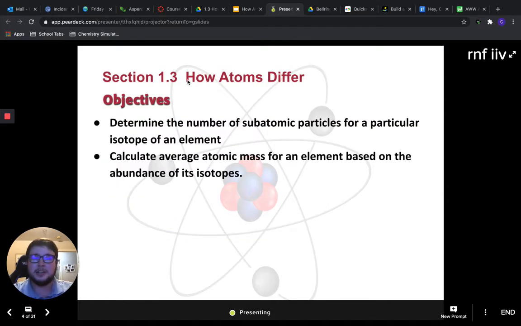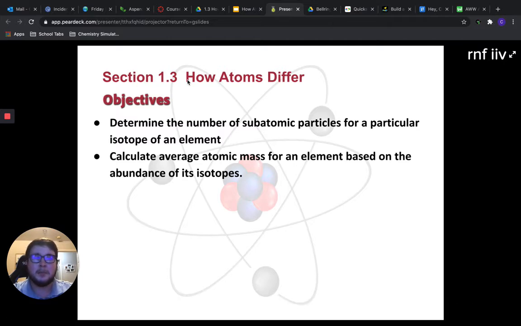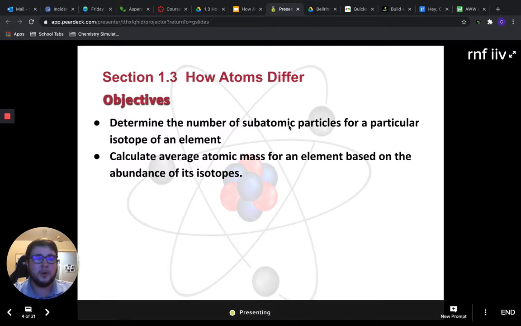Alright, we got two main objectives. So number 1, we want to be able to determine the number of subatomic particles for a particular isotope of an element. Remember, subatomic particles are particles that are smaller than an atom. Sub means below, so below the size of an atom. And then an isotope is going to be a certain version of an element. We're going to talk about what isotopes are. So don't worry necessarily if you don't know what that is yet, but we will learn.